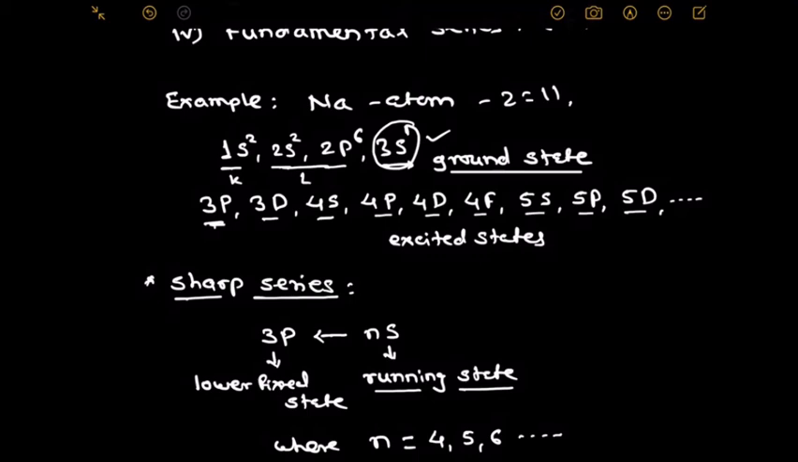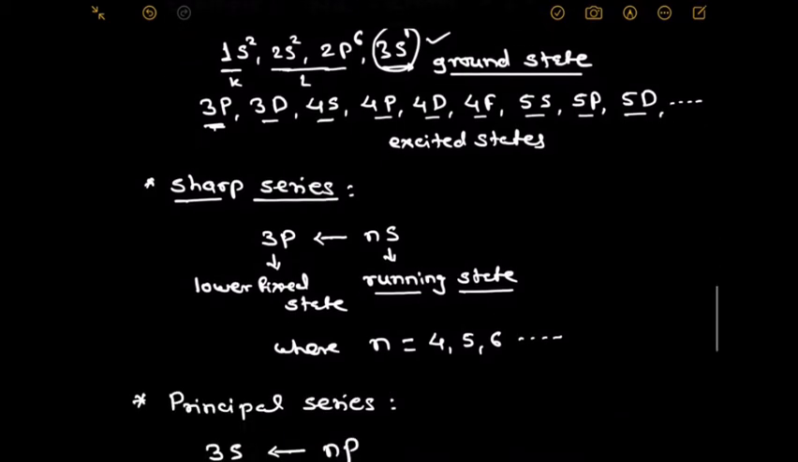The resulting series becomes the Sharp series. Hence, how do we get the Sharp series? If the transition takes place from the nS states, which are the running states, to the lower fixed state 3P below 4S, the resulting series becomes the Sharp series. Second, the principal series. Now this is another series, the principal series.